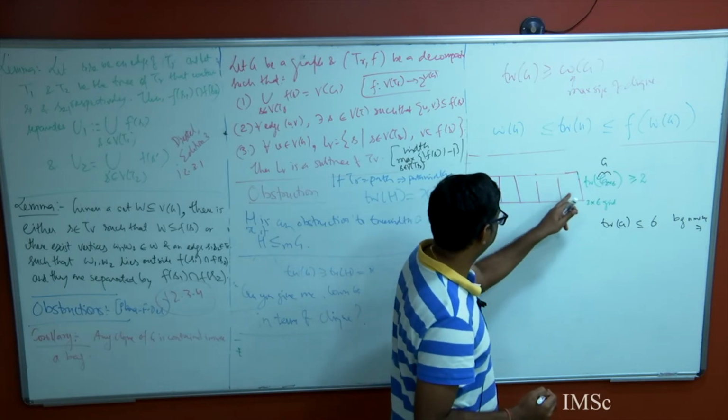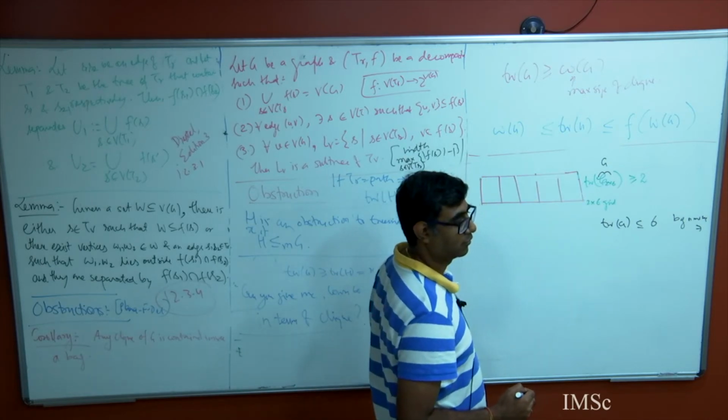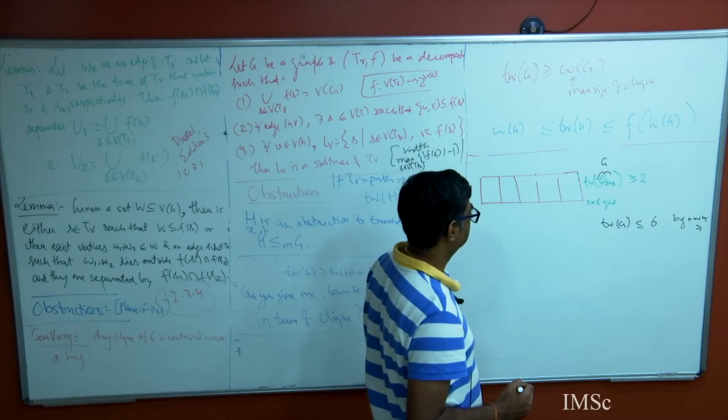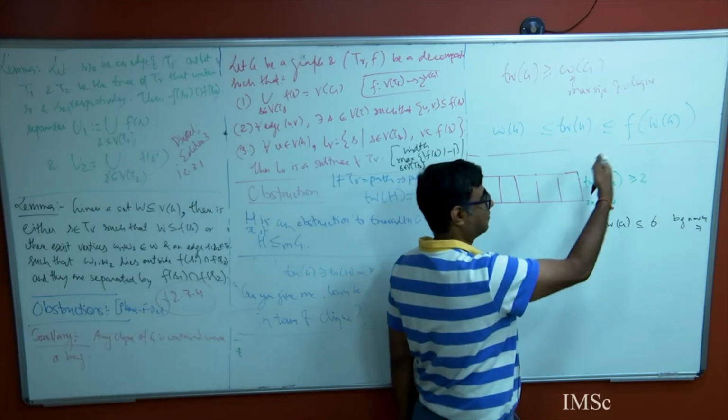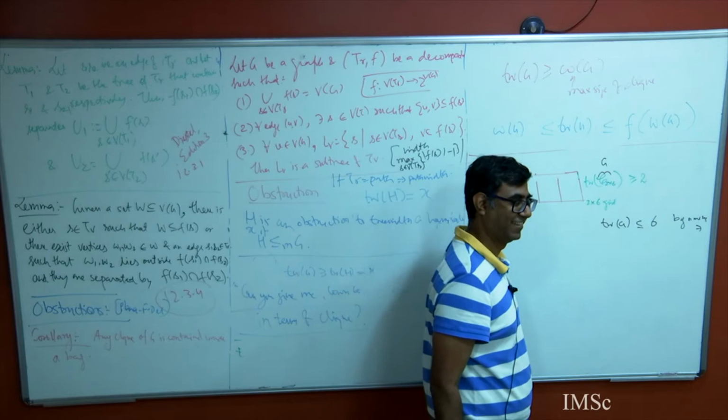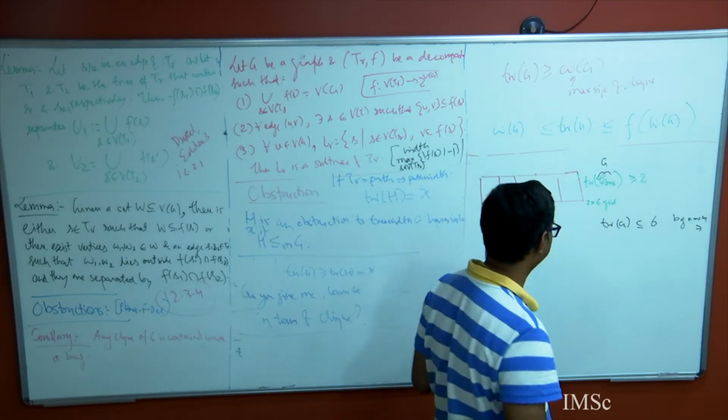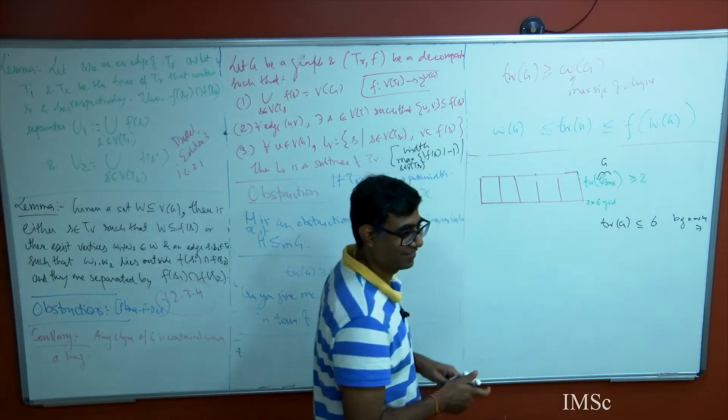No, 1, 2, 3, 4, 5, 6. It is a perfect matching. So why will you have more? There are only 12 vertices. Please, guys. Okay, I mean.